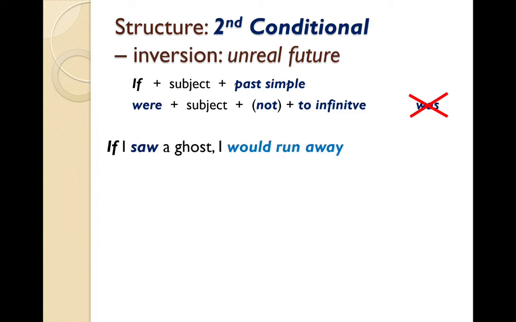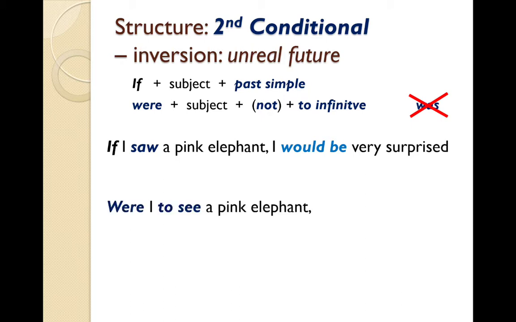If I saw a ghost, I would run away. Were I to see a ghost, I would run away. So again, change if to were and past simple saw to and infinitive, to see. If I saw a pink elephant, I would be very surprised. Were I to see a pink elephant, I would be very surprised. So if changes to were and past simple becomes to and infinitive. If I saw, were I to see.